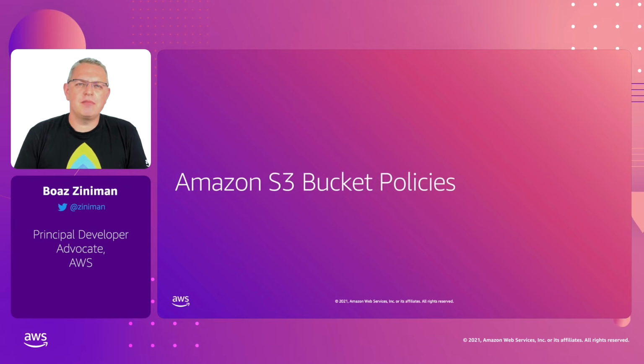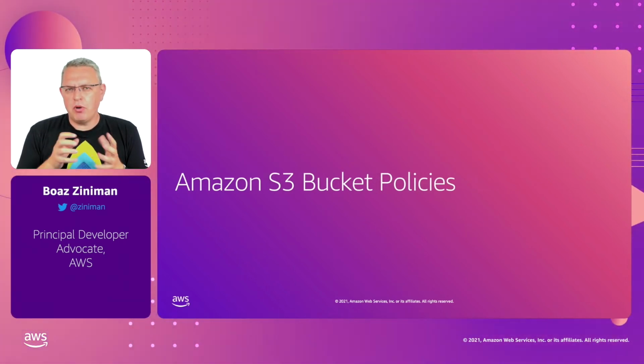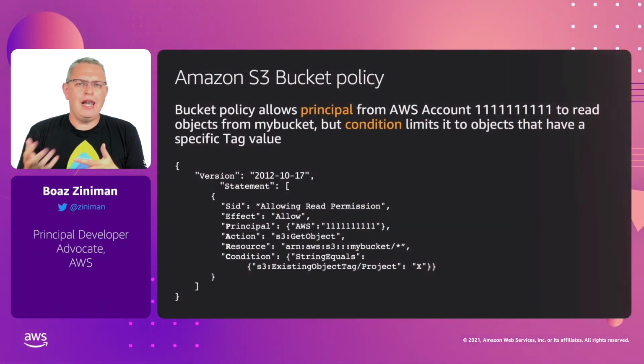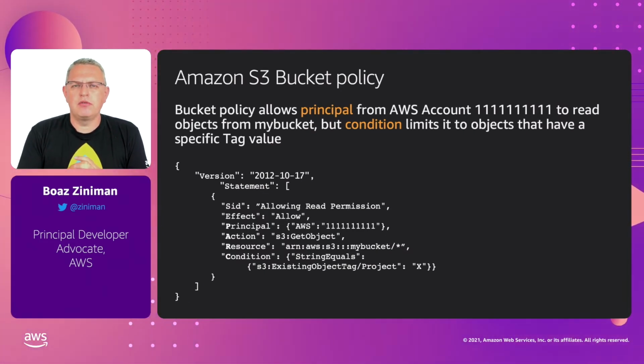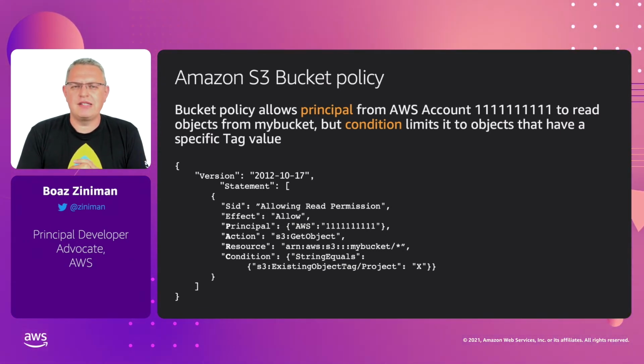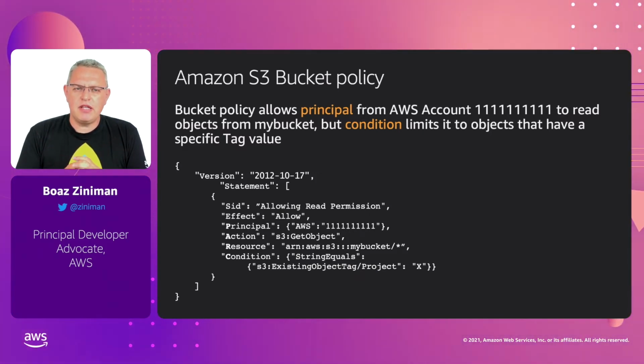And I can do something similar with my Amazon S3 bucket policies, defining a policy on the bucket unrelated to a specific user that will allow or prevent access and operations, actions on a specific bucket. So in this example, I can use this policy, and you should be already familiar with the format. It's more or less the same as IAM policies. And in this case, I would like to allow a principal from another AWS account to read objects from my bucket.